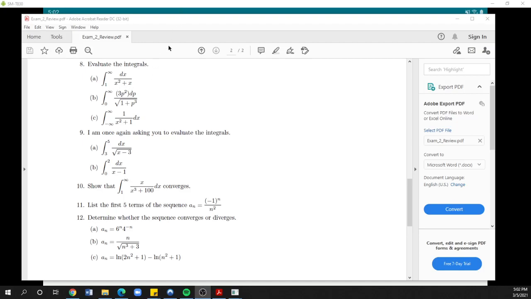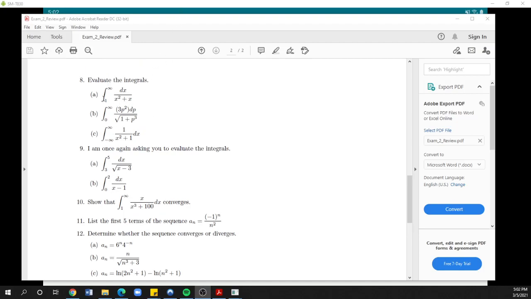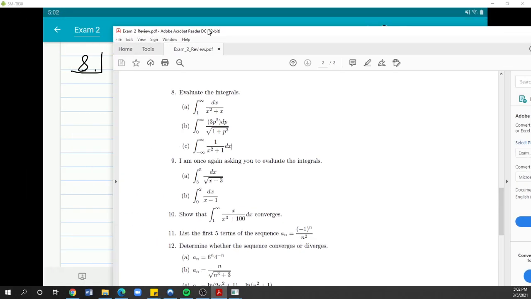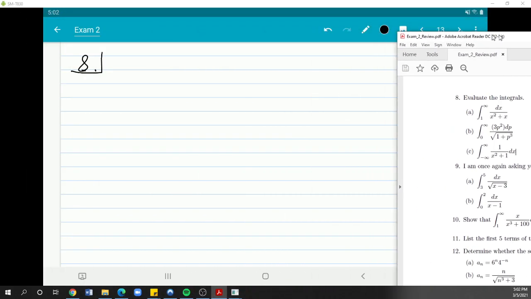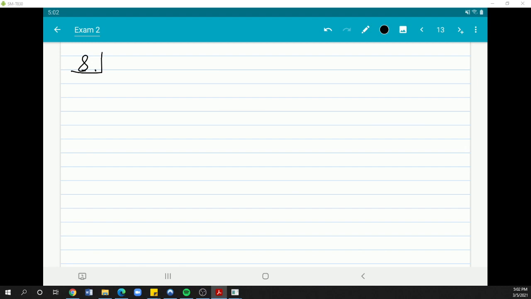Okay, so now it's time to look at number 8. So these are improper integrals. So we need to be careful about writing things as limits and such. But other than that, it's not the worst thing in the world. So A, look at the integral from 1 to infinity of dx over x.